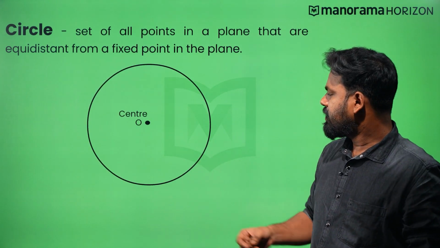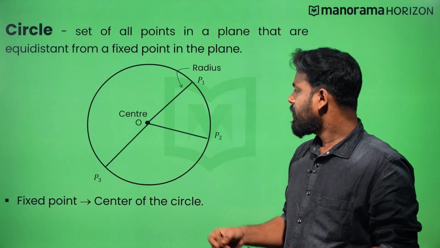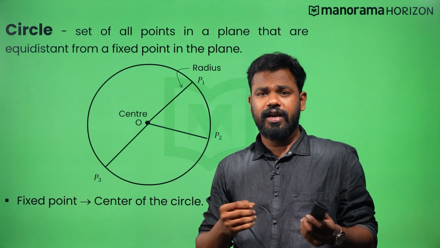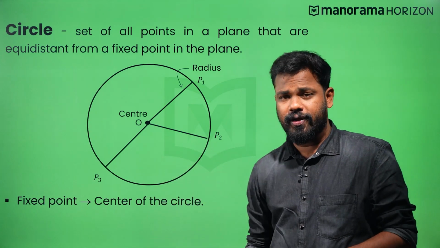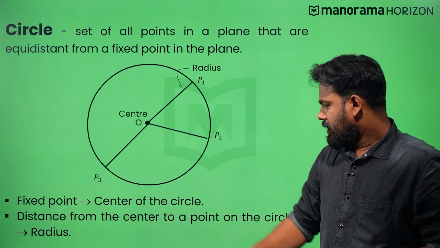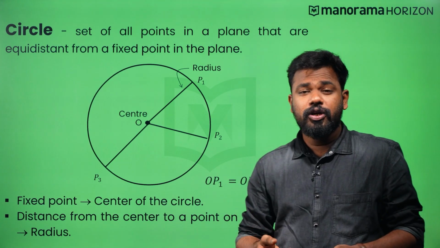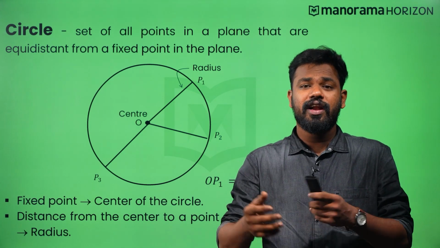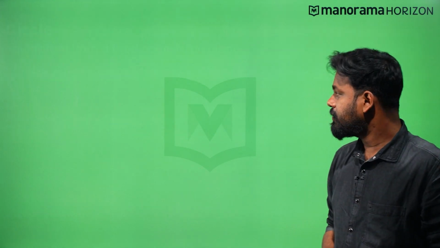As you can see here, we have the center of the circle, the fixed point. From the fixed point to any point on the circle, if I take a distance, whether it is OP1, OP2 or OP3, they are all the radius of the given circle. The distances OP1, OP2 and OP3 will be equal to one another because there is no different radius for the same circle, right? The radius will be the same throughout a single circle.